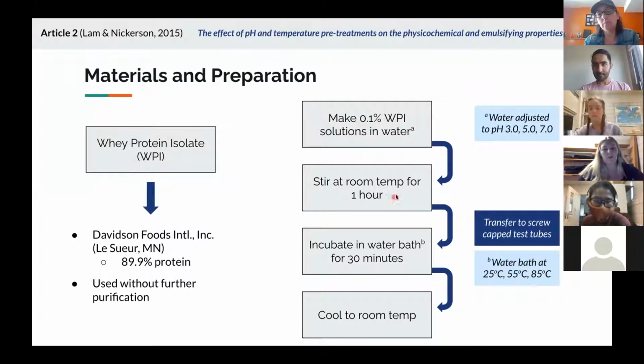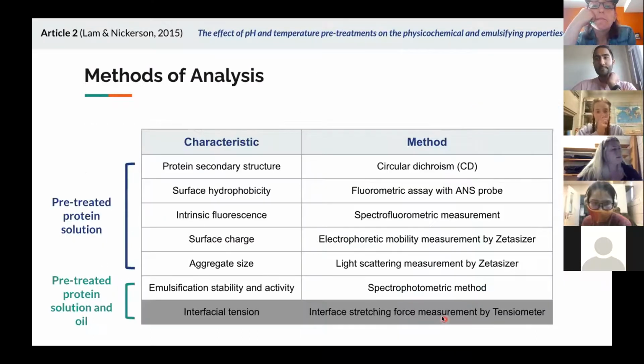So then this was stirred at room temp for an hour, then incubated in a water bath at 3 different temperatures, 25 degrees, 55, and 85 degrees C, and then cooled to room temp. These treated protein solutions were then tested for their structural properties.